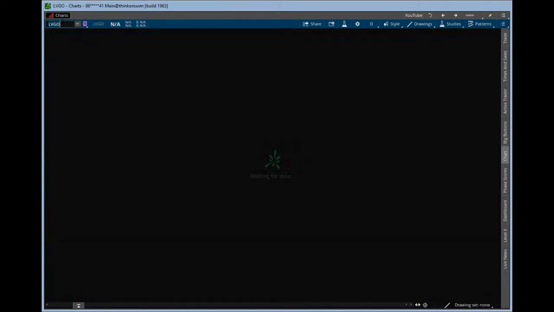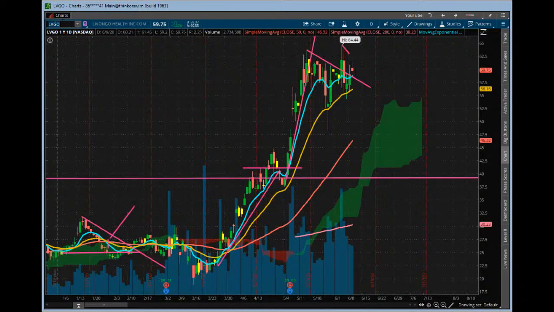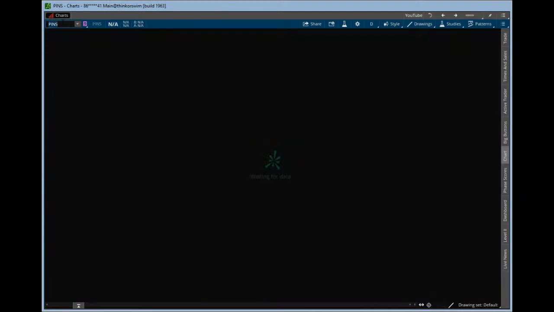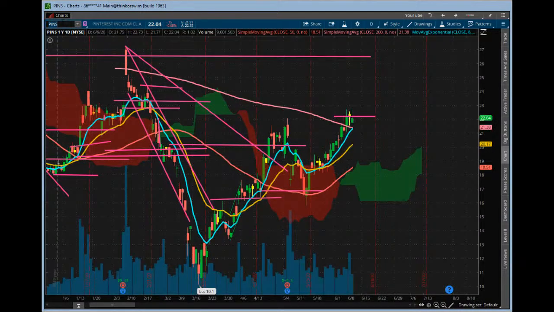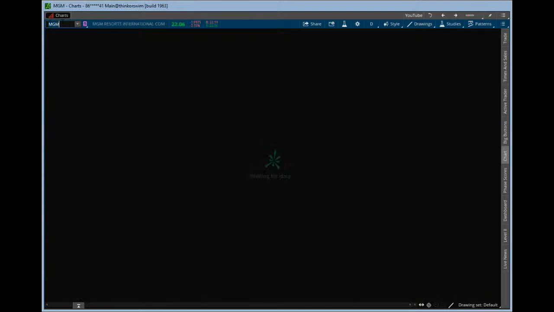LVGO. Hanging in there a bit, kind of bull flagging right there, but it's a lot of upper shadows, which makes it really, really tricky. PINS, again, some upper shadows right there. Did try to make a move today, but not too much off of that.